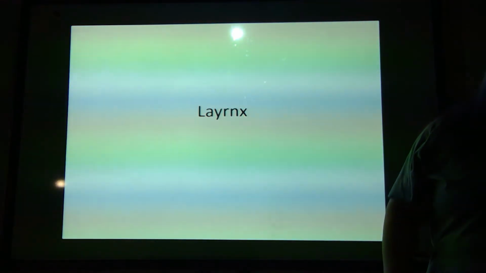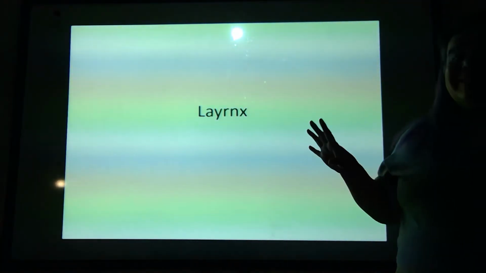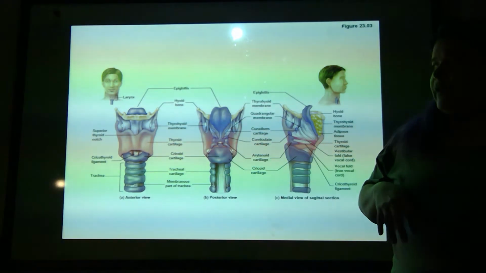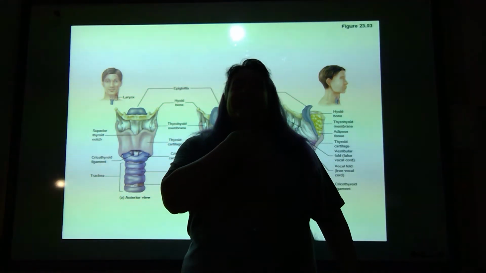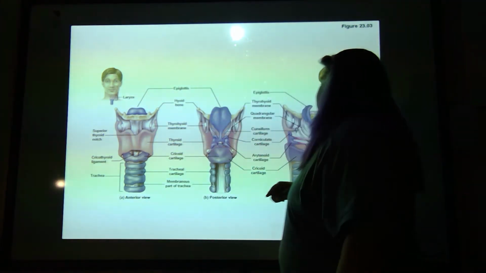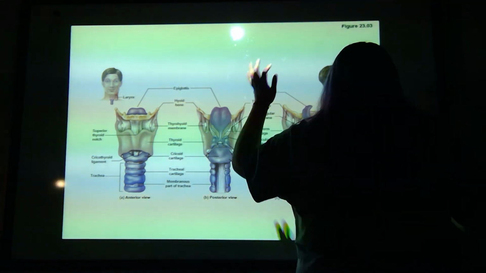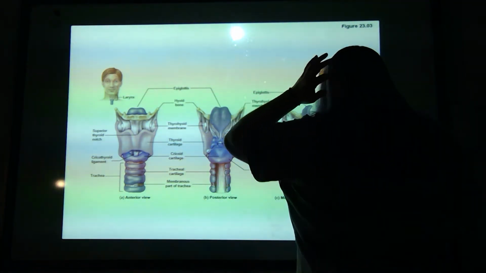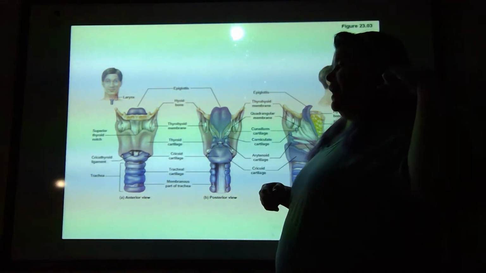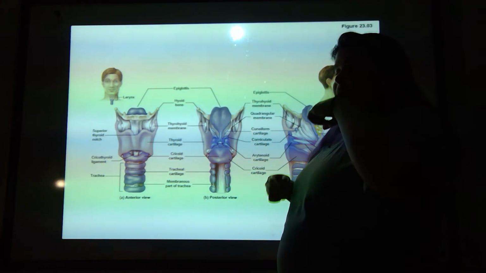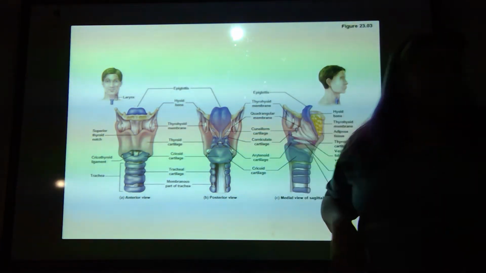So let's go with the larynx. So this is the isolated larynx, okay? This is the anterior view, so you're looking at it here. This is the posterior view, so you're looking at it from back here. And then this is the medial view. So if you cut me into right and left halves, you're looking at it this way from the middle, okay?